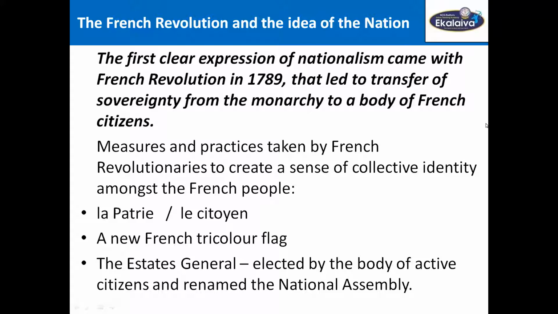With the French Revolution, a clear message came that led to the transfer of sovereignty from the monarchy to a body of French citizens. So immediately after the French Revolution, lots of philosophers spread the ideas of liberalism that sent a message to the people to think about their rights and to abolish the system of monarchy. And ultimately, the power should be passed on to the people.